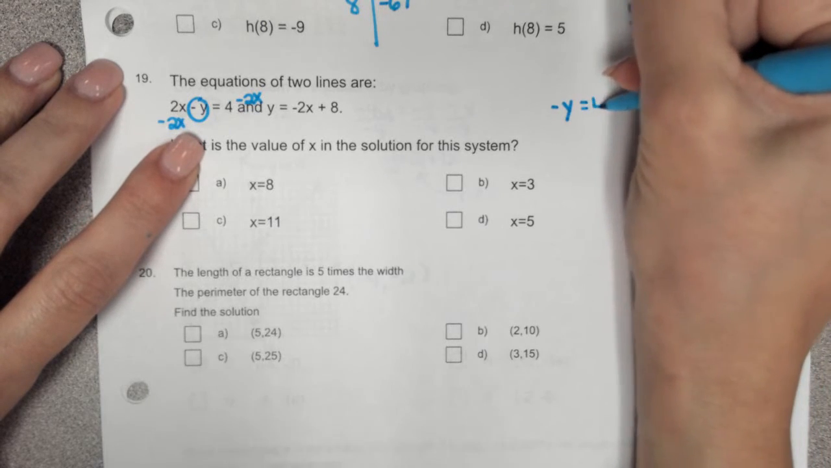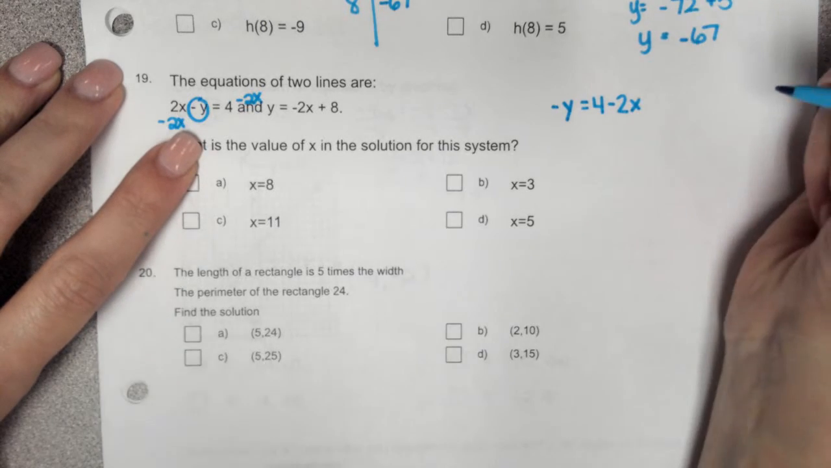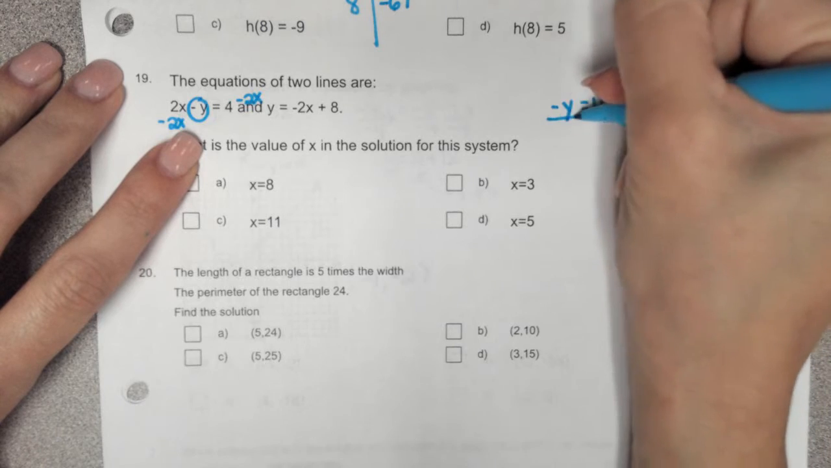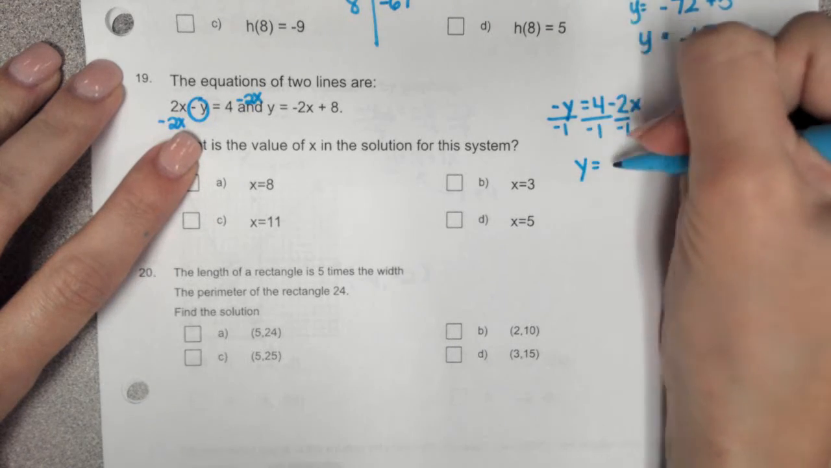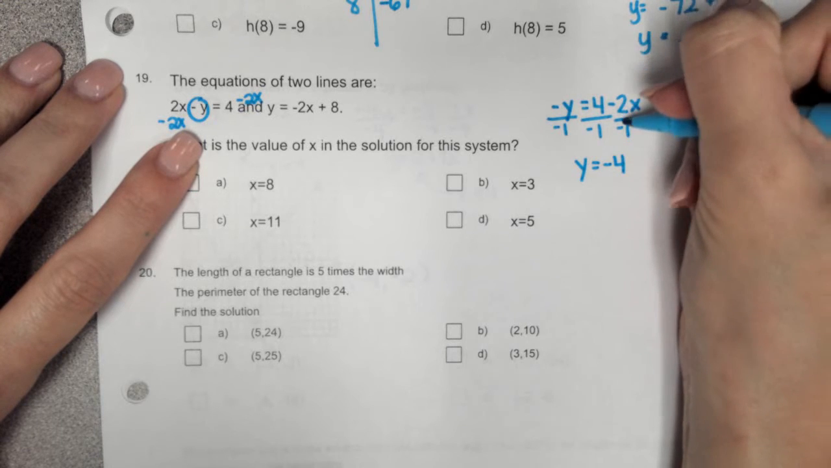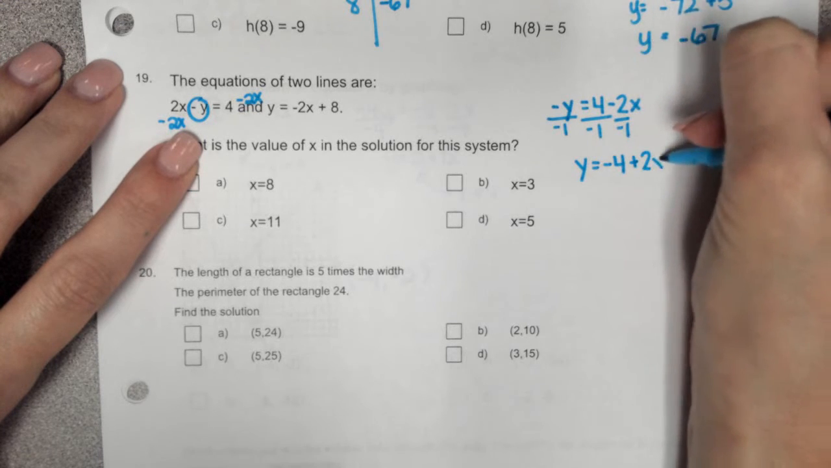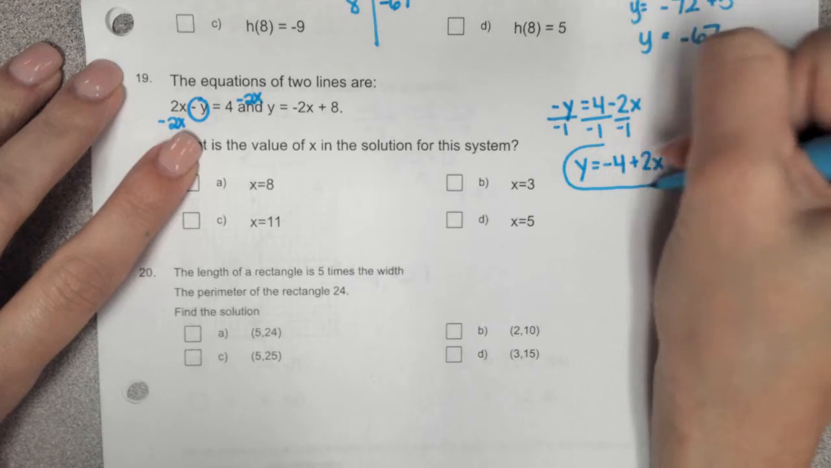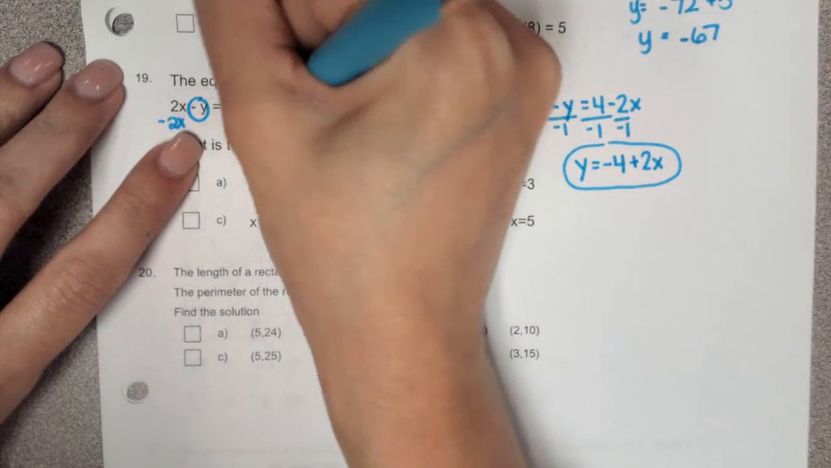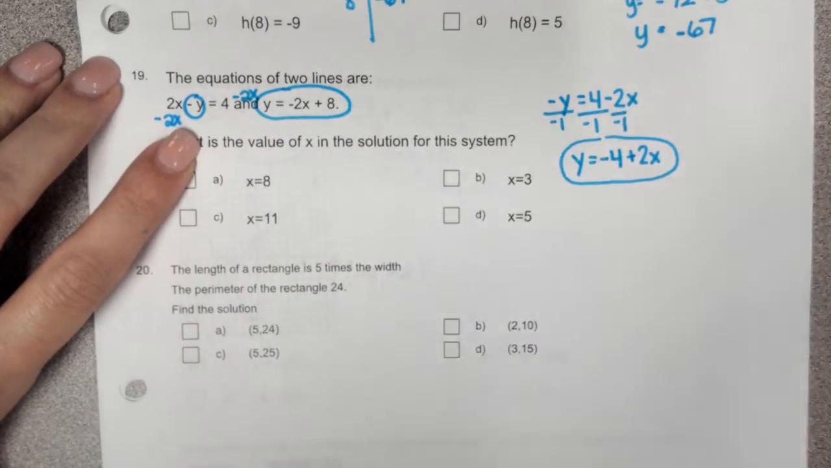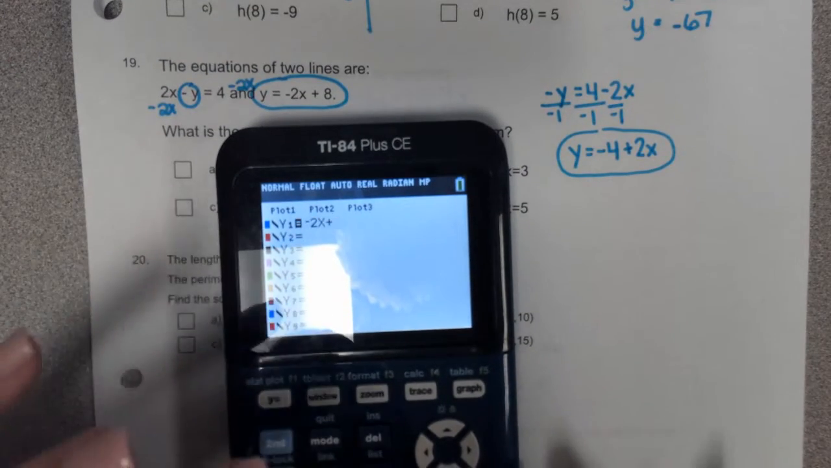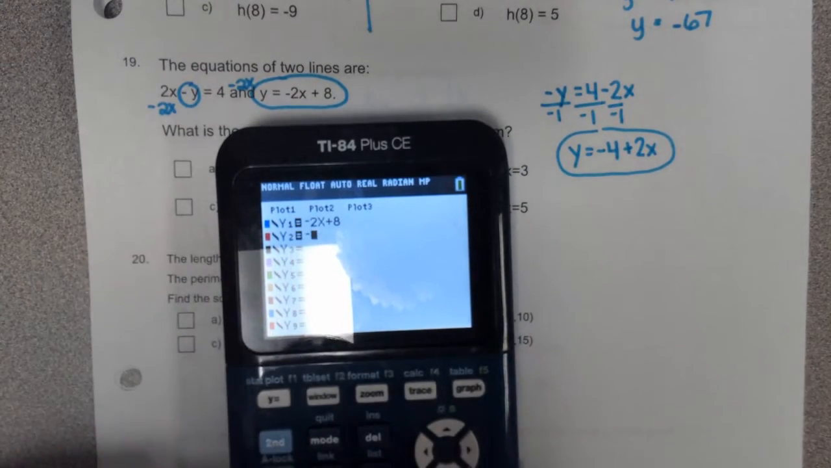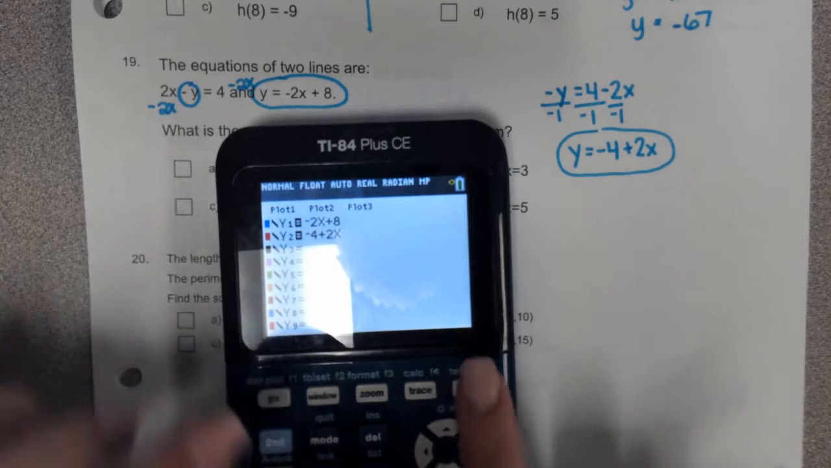So we have negative y equals 4 minus 2x. So to get that y by itself, you're going to divide everything by negative 1. So y equals negative 4, negative and a negative is a positive 2x. So this is one equation. This is your other equation. So negative 2x plus 8, negative 4 plus 2x.